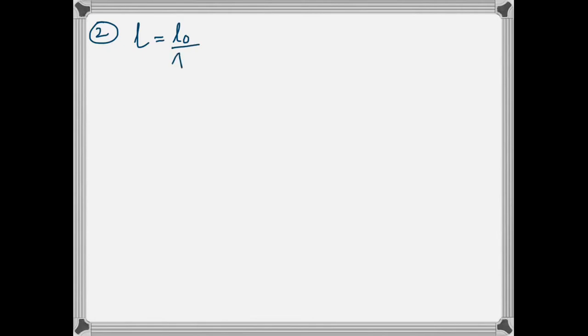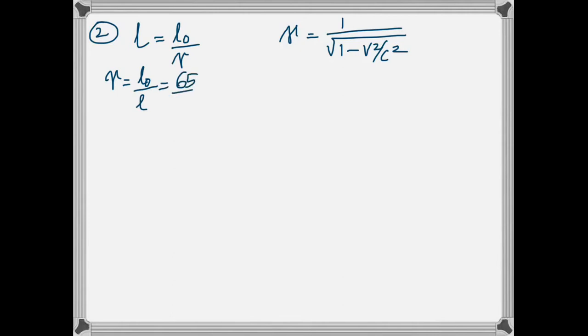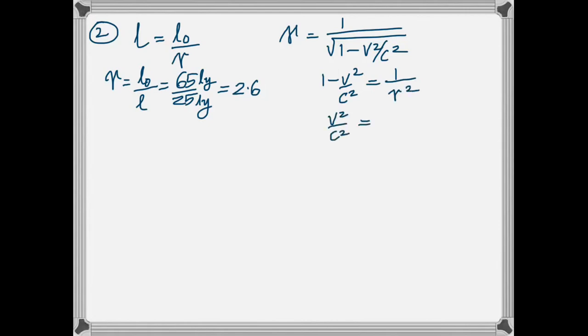Again, L is L naught by gamma. Let's find gamma one more time. From here, gamma is L naught by L. So gamma can be found in two ways. One, from the given information, it's 2.6. And then you take that gamma and plug it back into this relation. Rearrange that and we're going to find the velocity. So you're going to make v the subject.